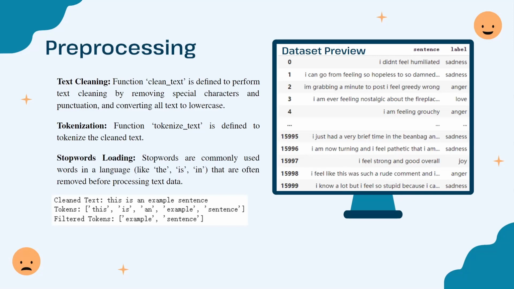Stop words loading. This code loads a list of English stop words from the library. Stop words are commonly used words in the language like this, is, in, that, which are often removed before processing text data, as they usually contain little value for understanding the sentiment or emotions of the sentence.